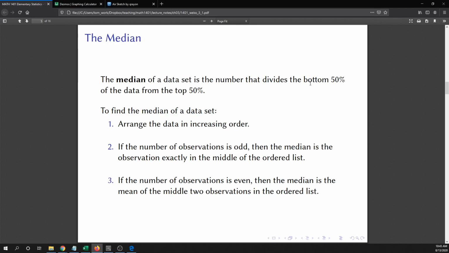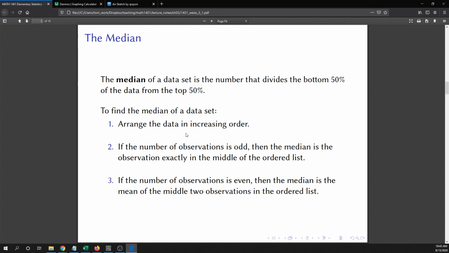All right, the next measure of central tendency that we'll talk about is the median. So the median of a data set is the number that divides the bottom 50% of the data from the top 50%. So kind of like the middle, the very middle observation.